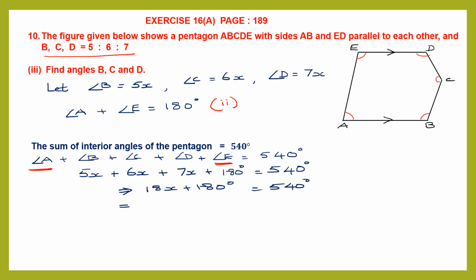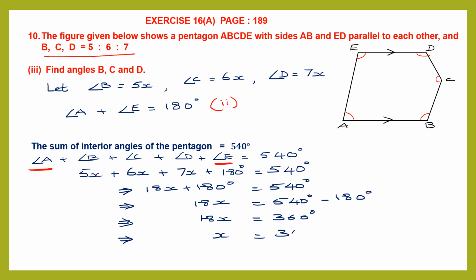So now we can find the value of 18x by saying 540 degrees minus 180 degrees. We have transposed this 180 to the other side. Now subtract these two. So when we subtract, 18x is equal to 360 degrees. Now we can find the value of x. x is equal to 360 degrees divided by 18. When you divide this, we get 20. That means x is equal to 20 degrees.